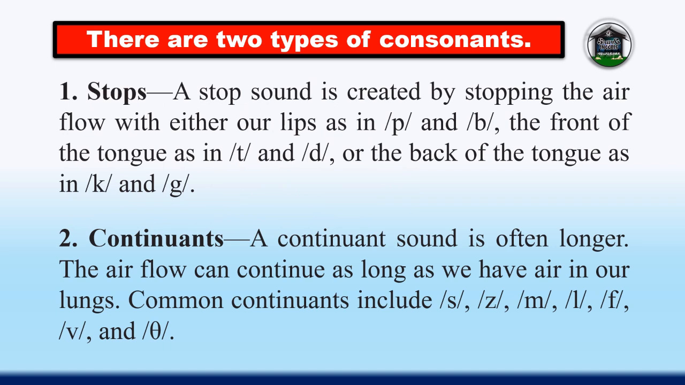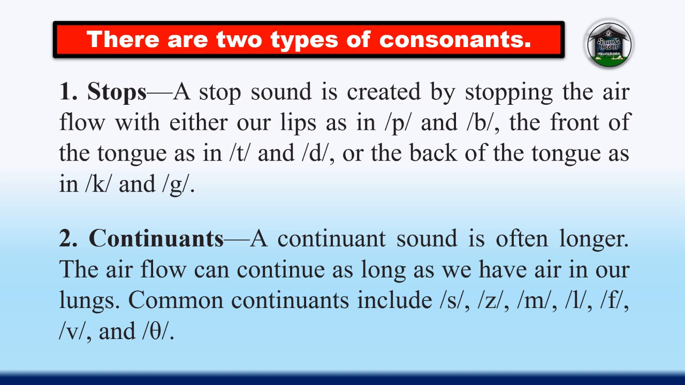Remember, there are two types of consonants, stops and continuants. It's important for you to know the difference between these two types of consonants because when we're linking words together, it will affect how correctly you're linking. A stop sound is created by stopping the airflow with either our lips, for example, in the consonants P and B, or we stop with the front of our tongue, as in the letters T and D, or with the back of the tongue, as in the letters K and G.